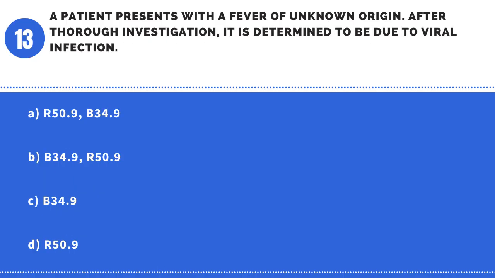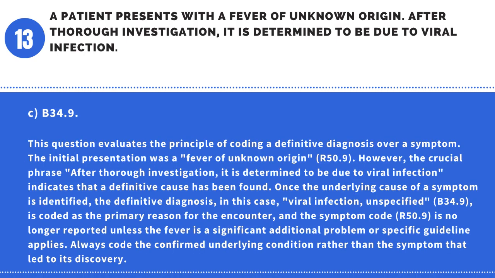Question 13. A patient presents with a fever of unknown origin. After thorough investigation, it is determined to be due to viral infection. A. R50.9, B34.9. B. B34.9, R50.9. C. B34.9. D. R50.9. Answer C.